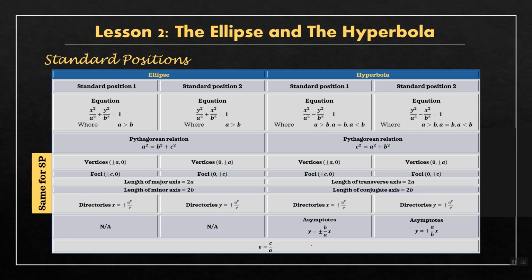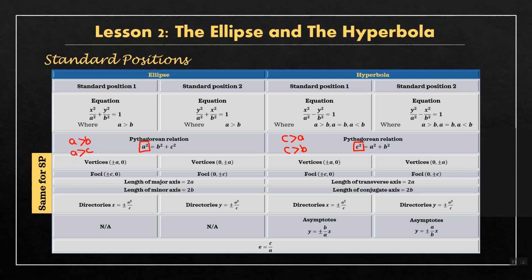First of all, the Pythagorean relation. In the ellipse, a is the biggest one. So a is bigger than b and a is bigger than c in the ellipse. And that's why the Pythagorean relation starts with a, because a is the vertex and the vertex is the furthest from the origin. In the hyperbola, c is the biggest one. c is the furthest from the origin. So c is bigger than a, and c also is bigger than b. Okay, so that's why we start with c.